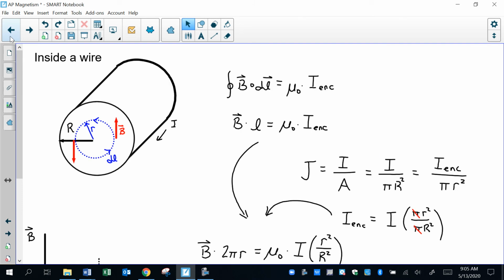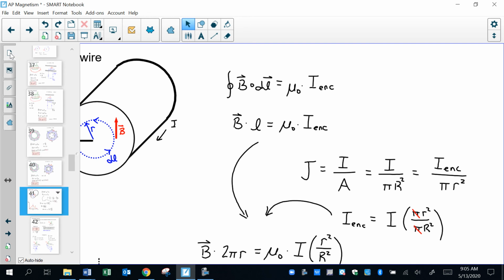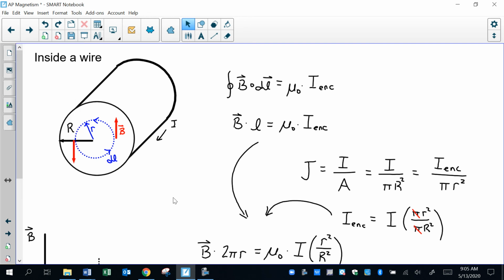You have online number 24, magnetic fields, and everything you're going to need to know for that goes up until this slide right here, and this is slide number 41. So we did slides 26 through 41 from the posted notes.